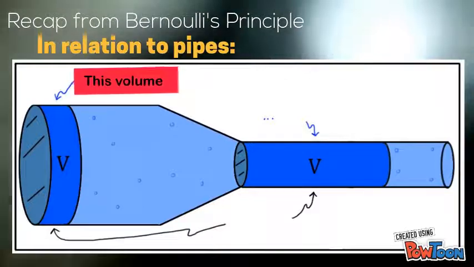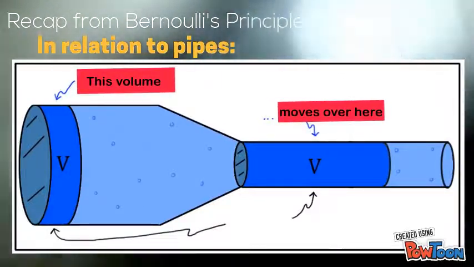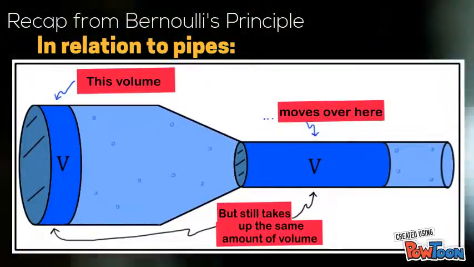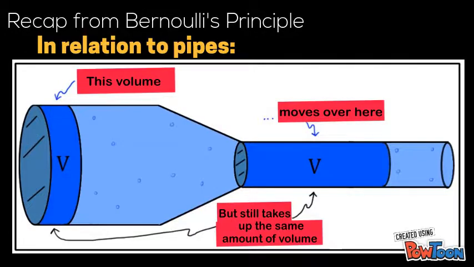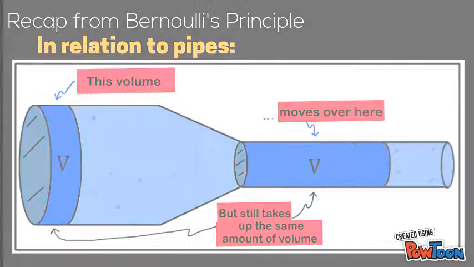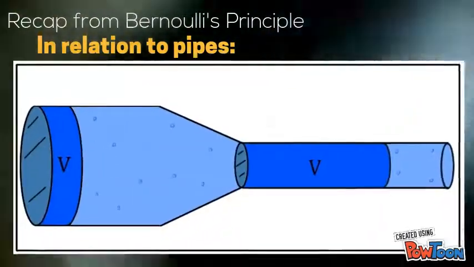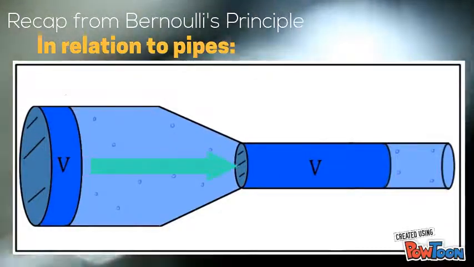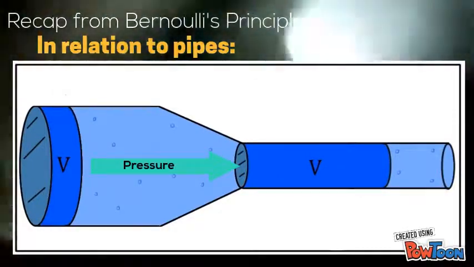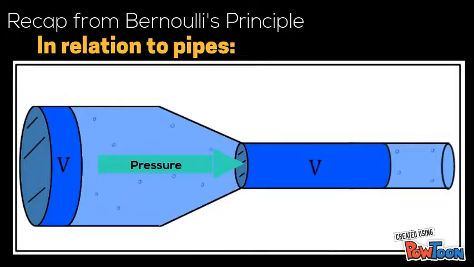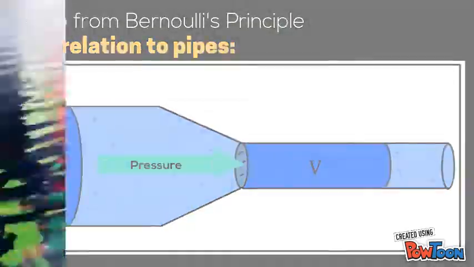As fluid moves from a wider pipe to a narrower one, the volume of the fluid that moves in a given distance in a given time period does not change. But since the width of the narrower pipe is smaller, the fluid must move faster, that is, with greater pressure, in order to move the same amount of fluid the same distance in the same amount of time.